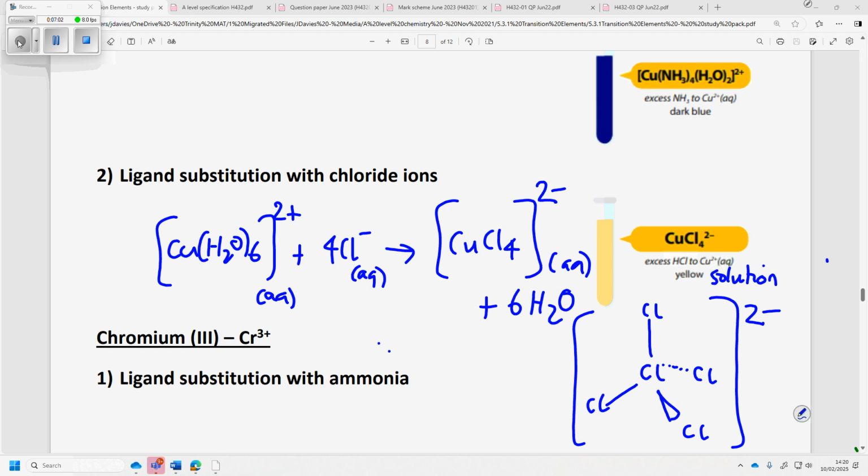This time, in this ligand substitution reaction, the shape has changed. We've gone from an octahedral complex to a tetrahedral complex.